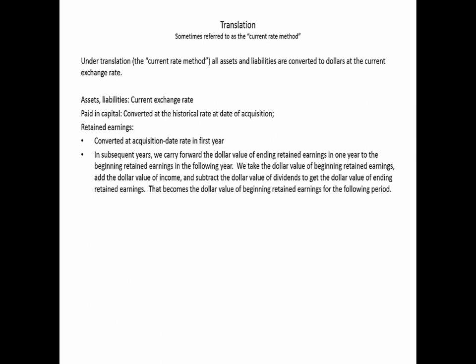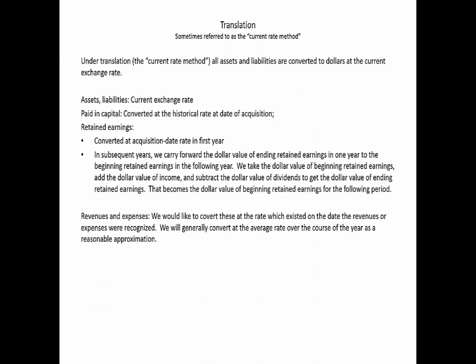The paid-in capital accounts, common stock and paid-in capital in excess of par, are going to be converted at the historical rate that existed at the date that we acquired the subsidiary. Retained earnings is a little confusing at first blush. In the year of acquisition, it'll be converted at the date of acquisition exchange rate. In subsequent years, we will carry forward the dollar value of ending retained earnings to become the beginning of year dollar value retained earnings in the following year.